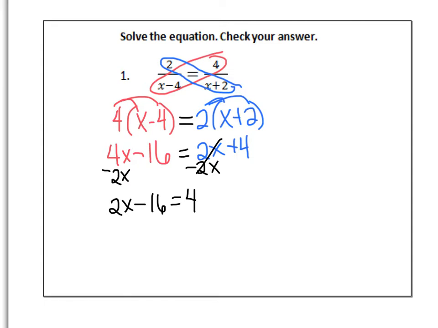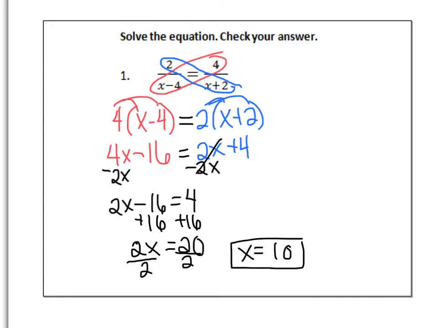Now that my x is on the left side of the wall, the equal sign, we need to move everything else to the other side. So we start with the minus 16. To get rid of that, we're going to add 16. So I have 2x is equal to 20. To get x by itself, we divide both sides by the 2. So x equals 10. And there's answer number 1.